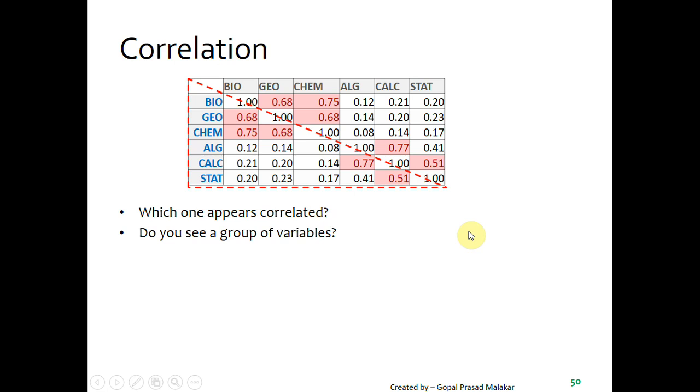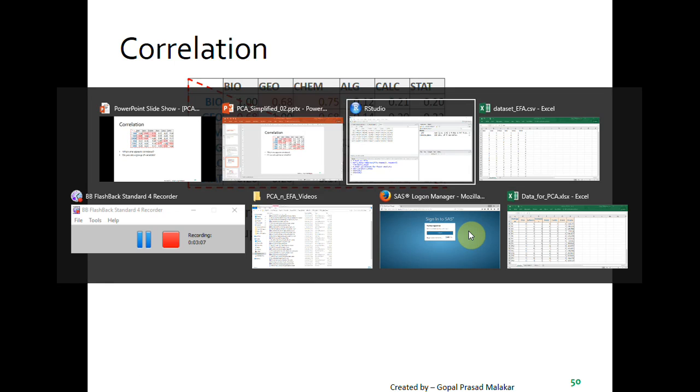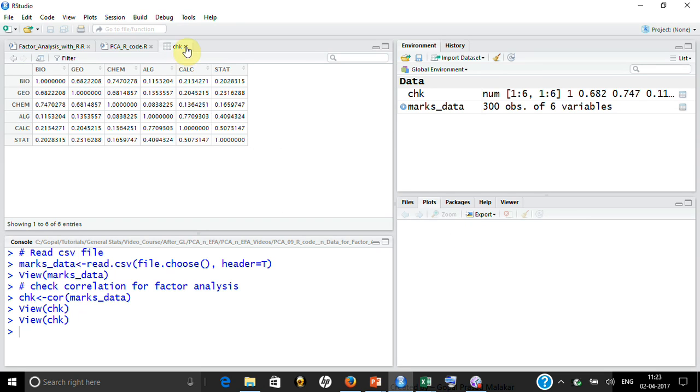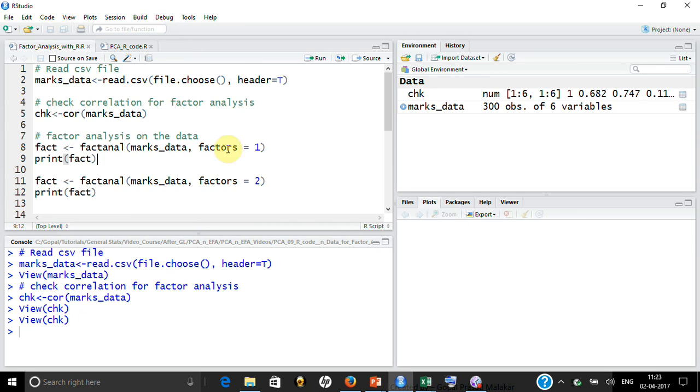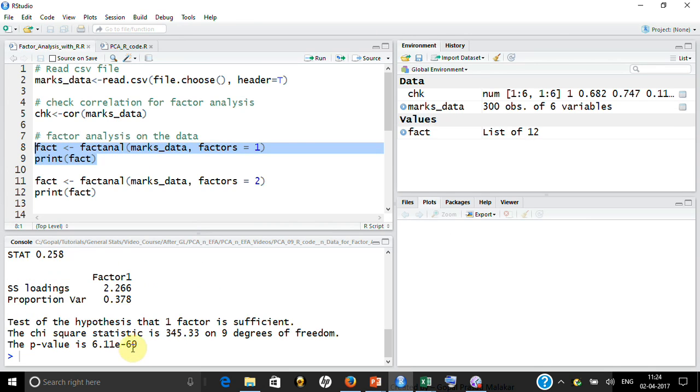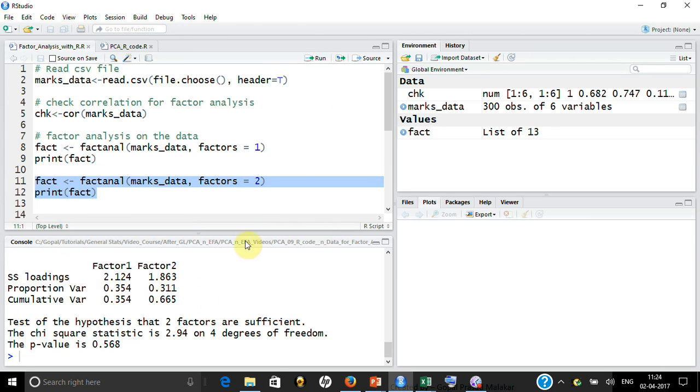Now let's go ahead and run the factor analysis in R. What we are going to do is very much the same way we did last time. Take a look. This is a very small number, so this is highly significant. It means one factor is not at all sufficient. Let's take a look at 2 factors. 2 factors is giving you a p-value of 0.568, which is obviously not significant. It means these 2 factors are sufficient to explain the model.